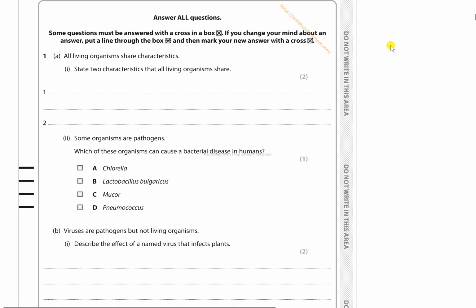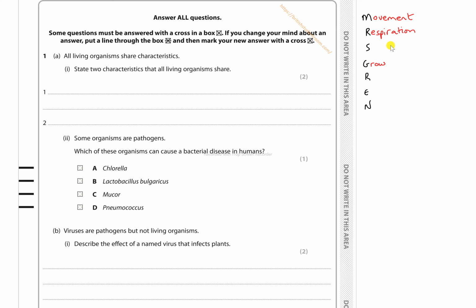Right, we've got Mrs Gren. This is how I've learned it anyway, from what I can see. All living organisms have movement. They respire. Respiration. Oh, we'll come back to you. My head's gone blank on that.